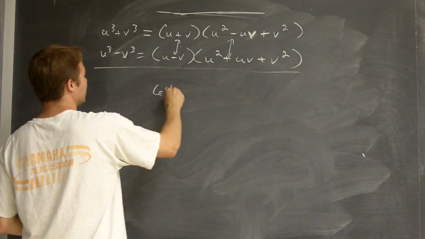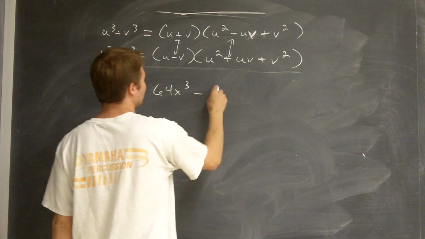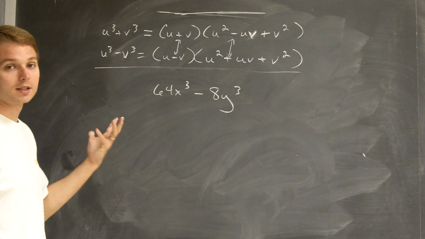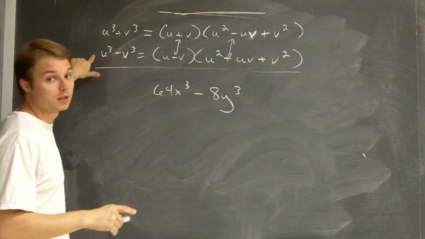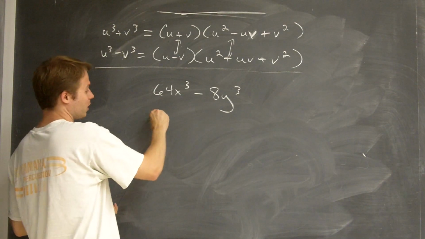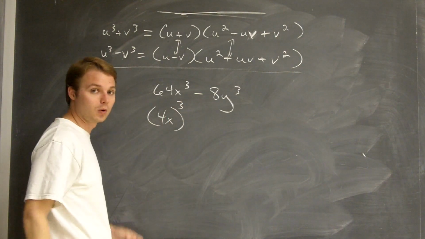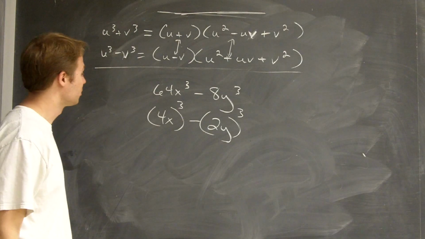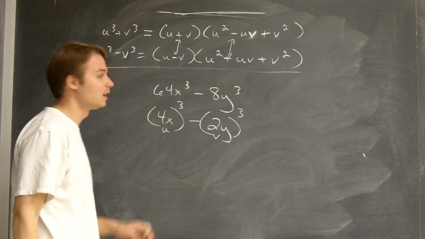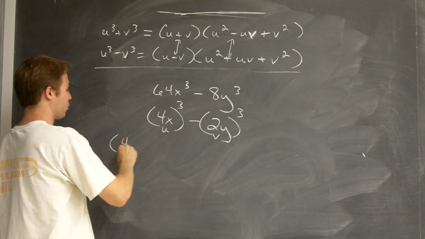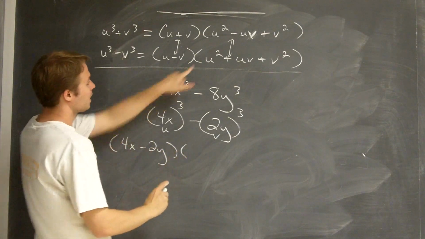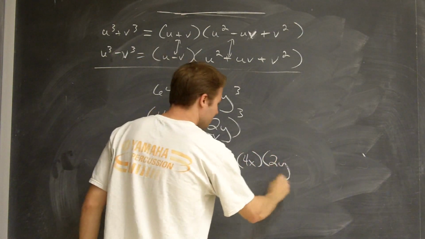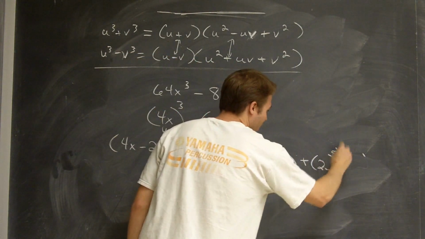A slightly more complicated version of this would be something like this: 64x cubed minus 8y cubed. Again, just go ahead and write this as something all cubed minus something all cubed, and then we can use our difference of cubes formula. So 64 is really just 4 cubed, and so 64x cubed is (4x) cubed. 8 is really 2 cubed, so I could rewrite 8y cubed as (2y) cubed. And now this is my u and this is my v, so I can just plug them into this formula. So I should take 4x minus 2y times (4x) squared plus 4x times 2y plus (2y) squared.